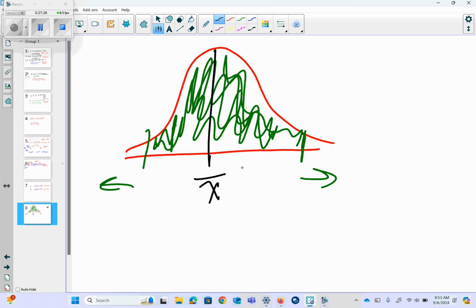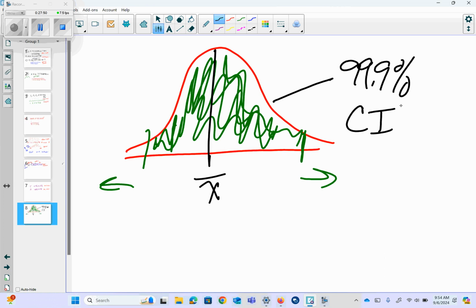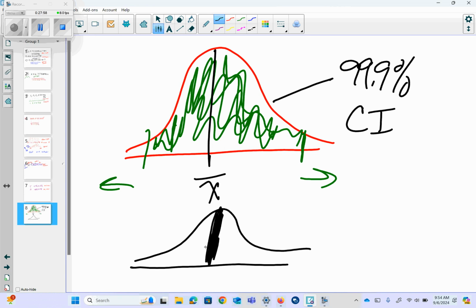Do you agree with me, just by my incredible artwork, that the green is a big portion of that normal looking curve? So this study might be a 99.9% confidence interval, whereas if I did this, that's a small area, right? The confidence interval on this, we are 51% confident.